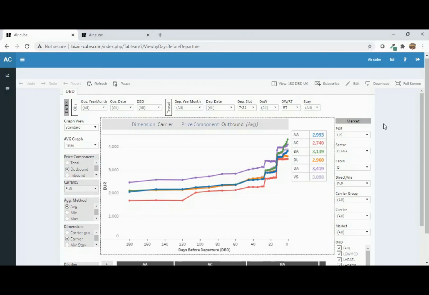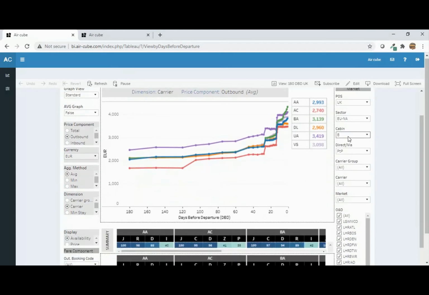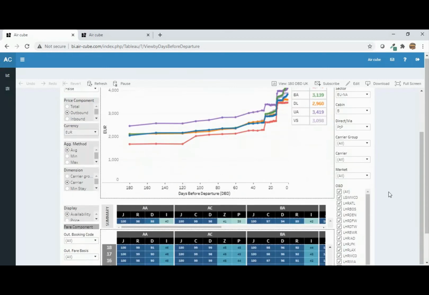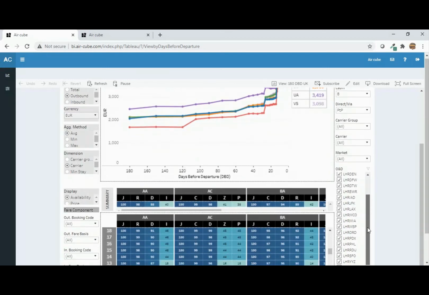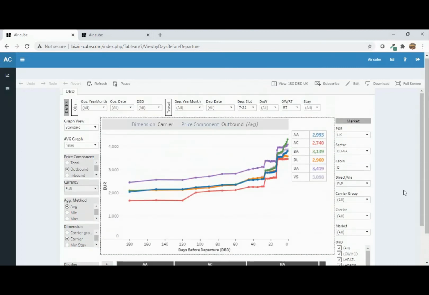Let's start by looking at the data that we're going to be considering today. What we've selected is Point of Sale UK and the travel sector Europe to North America. We're also just looking at business cabin and direct flights. We'll be considering a given list of airlines that you can see here, as well as certain markets in this list here. Of course, it's up to you when using the dashboard to look at the full list of markets together or to look one by one at each market separately.